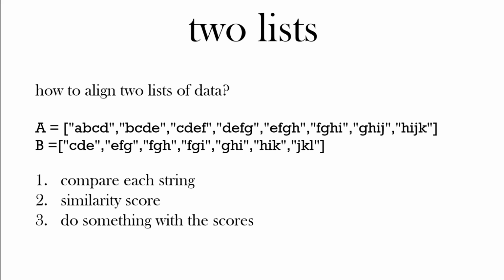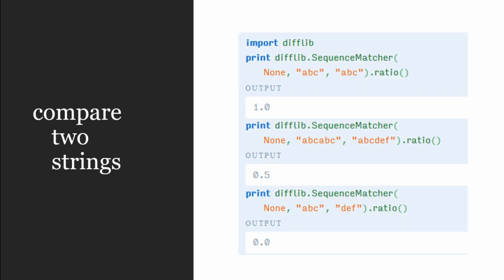Now, items are not always the same. So let's have a look at another example where the items in the list are strings that are not equal. So what do we need to do here to align them? Well, we need to compare each string and find out some type of score, a similarity score. And then once we've got those scores, we can do something with those scores.